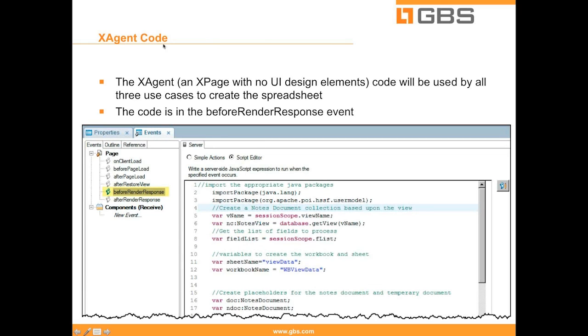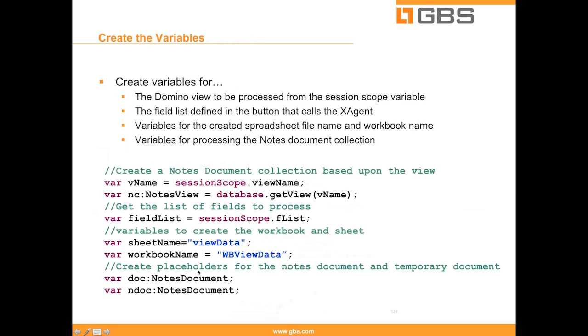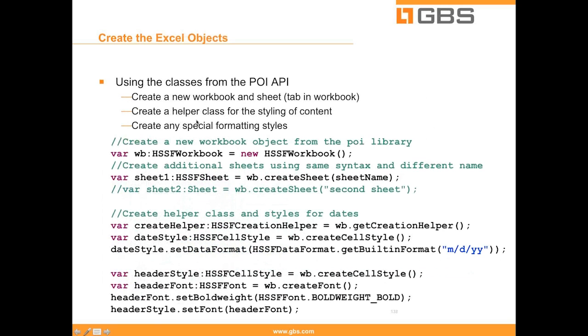In the before render response of the XAgent, we go in and import the packages that we need. Even though this is server-side JavaScript, we're making calls to all of these Java packages. We get the view name and pull in the list. We create variables for the view to be processed, the field list that we pass in, the sheet name and workbook name, and the notes document. We use classes from the POI API to create a new workbook and a sheet. We have a little creation helper for dates.